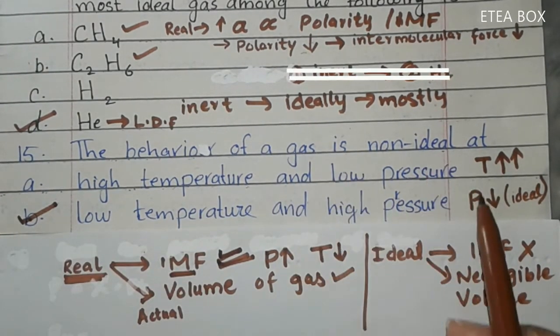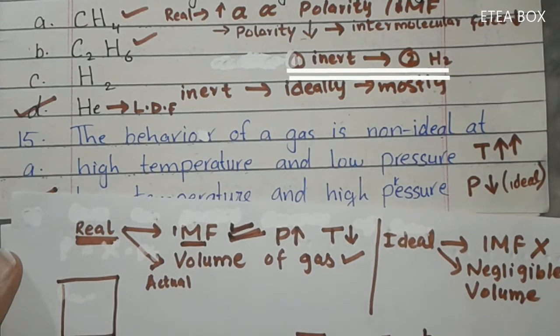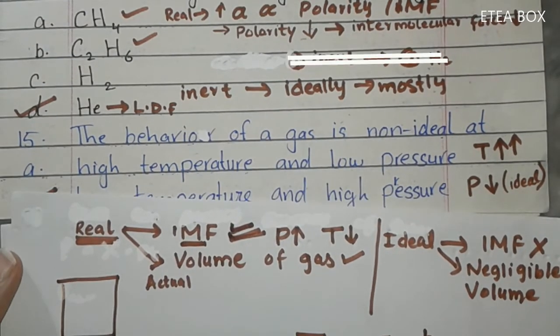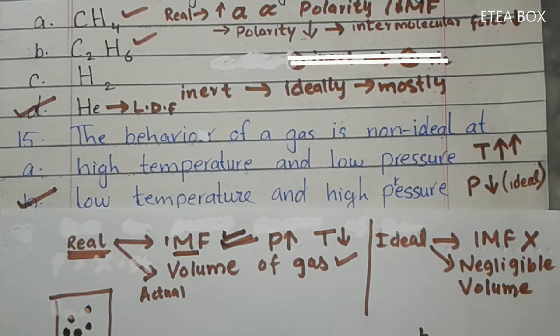Gas behaves non-ideally at low temperature and high pressure, because at low temperature and high pressure the intermolecular forces are found and the actual volume of gas matters. What is the actual volume of gas? Look here. The actual volume of gas is like this. These are the molecules of gas, so their actual volume is this one. So the actual volume of gas molecules will be observed at high pressure and low temperature.